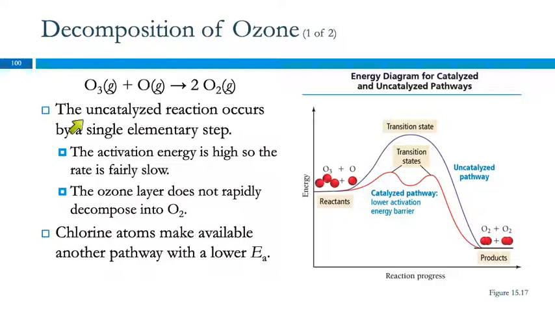So the uncatalyzed reaction occurs in one step. It's a single elementary step. O3 plus O makes 2 O2, but it's very slow. Chlorine atoms catalyze and make a different pathway.